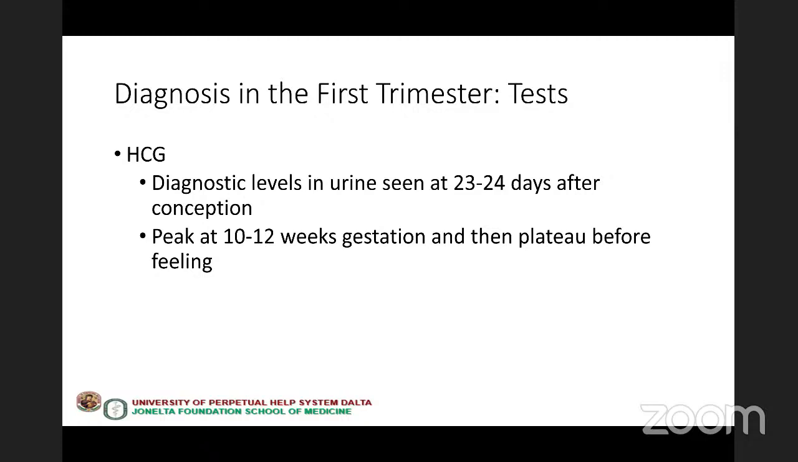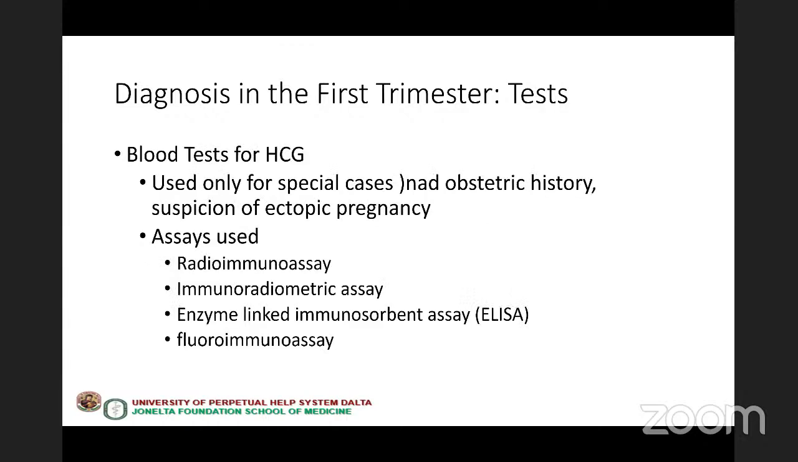Okay. In the urine, so that's serum, 23 to 24 days after conception, and your HCG would peak at your 10 to 12 weeks gestation and then plateau before falling. Okay. So what are the blood tests that use beta HCG? So these are used only for special cases and for obstetric history and suspicion of your ectopic pregnancy. So this would be your qualitative blood test. So it's reserved for specific purposes, especially if we suspect ectopic, okay? Because the values will be quite different, okay?